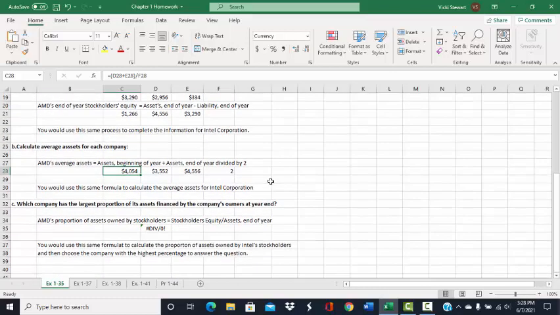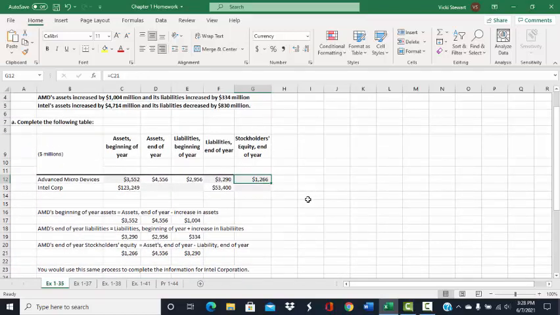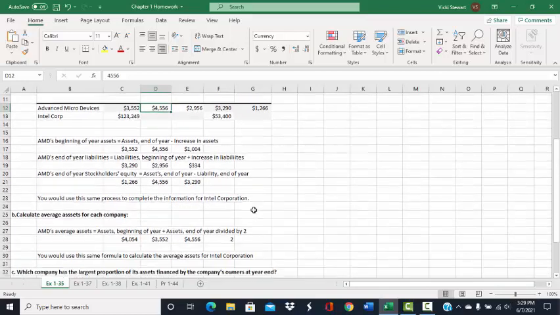Part C wants to know which company has the largest proportion of its assets financed by the company's owners at the end of the year. Remember, the owners are represented by stockholders' equity. To get the proportion of the assets that are owned by the stockholders, we would divide stockholders' equity at the end of the year by assets at the end of the year. So that's what we're going to do.